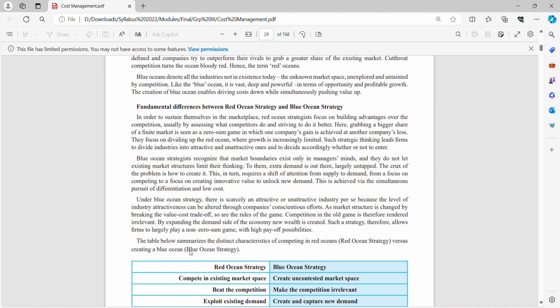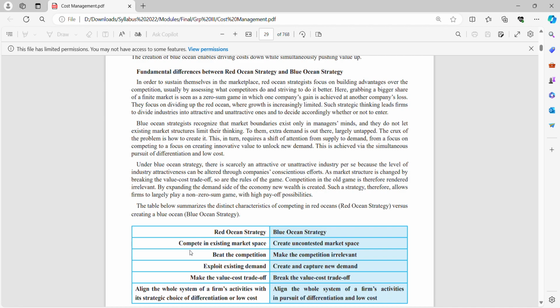Then we have the fundamental differences between red ocean strategy and blue ocean strategy. So what is the fundamental difference? In order to sustain themselves in the marketplace, red ocean strategies focus on building advantages over the competition, usually by assessing what competitors do and striving to do it better. You're grabbing a bigger share of a finite market, seen as a zero sum game in which one company's gain is another's loss. So again, we have the red ocean and blue ocean strategy.